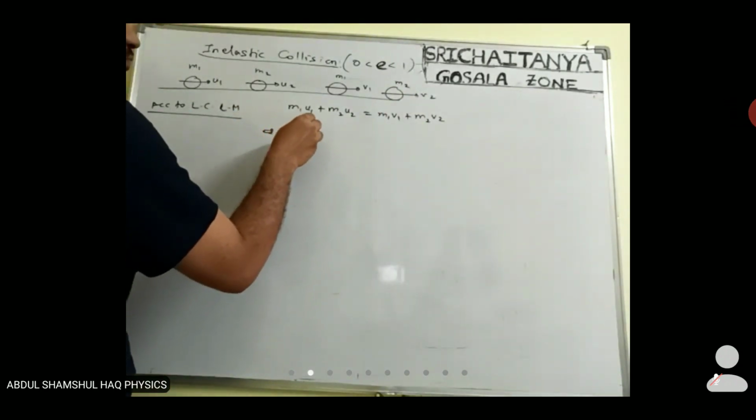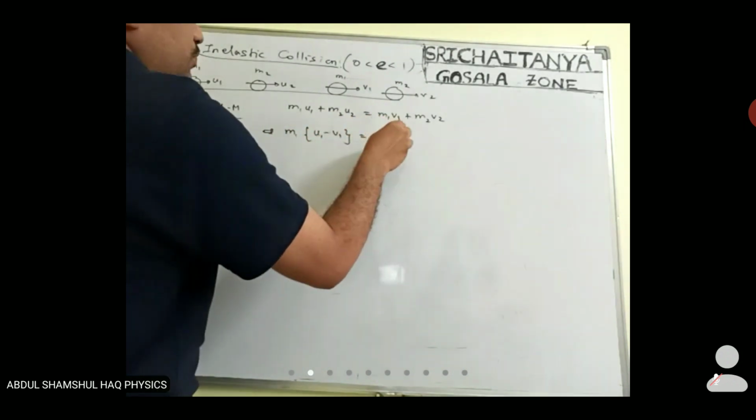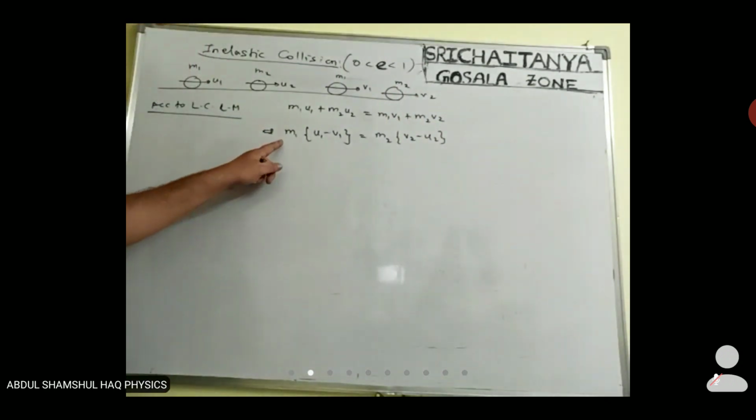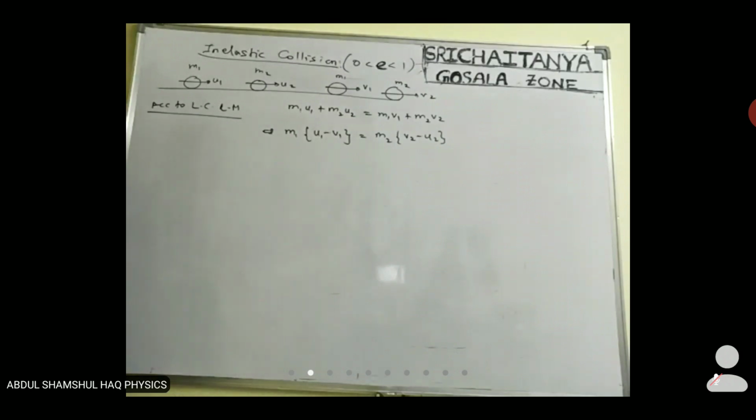So m1 of u1 minus v1 is equal to m2 of v2 minus u2. m1 of u1 minus v1 is equal to m2 of v2 minus u2. So this is one basic important point.